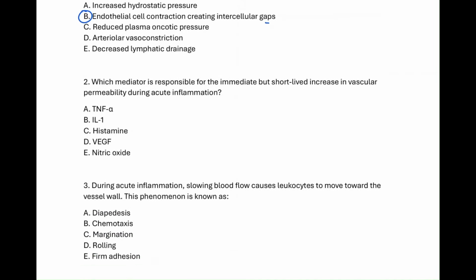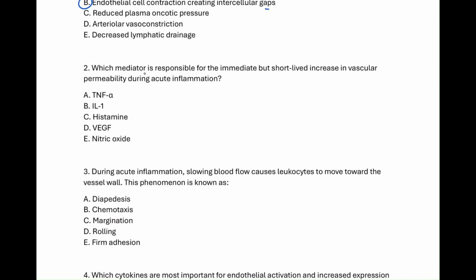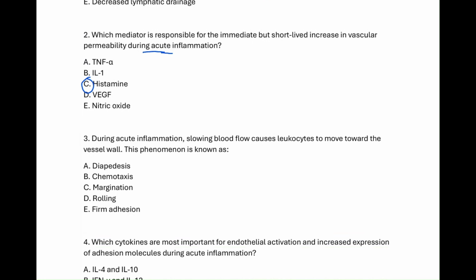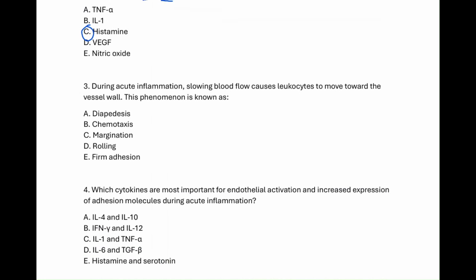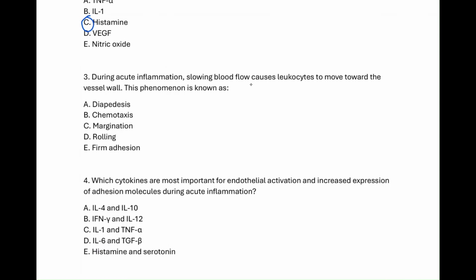Very good. Next question. Which mediator is responsible for immediate but short-lived increase in vascular permeability during acute inflammation? Like I mentioned earlier, this is going to be our histamine, guys. Next, during acute inflammation, slowing blood flow causes leukocytes to move towards the vessel wall. This phenomenon is known as, remember, what do we call that? Margination, right? That's when the neutrophil is moving to the periphery. So that's what we call margination.